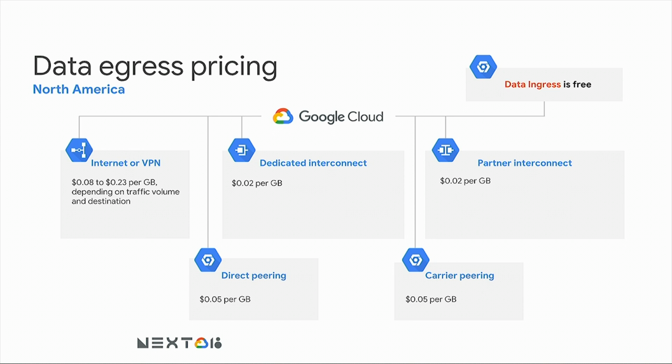For carrier and direct peering, we do give a discount on our standard internet rate of egress, and in North America, that's 5 cents per gig for both carrier peering and direct peering.